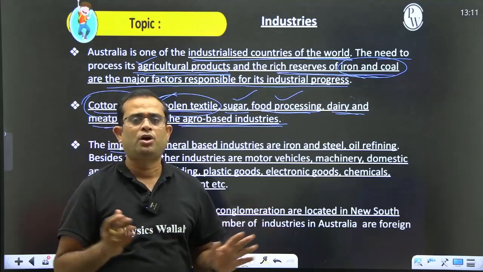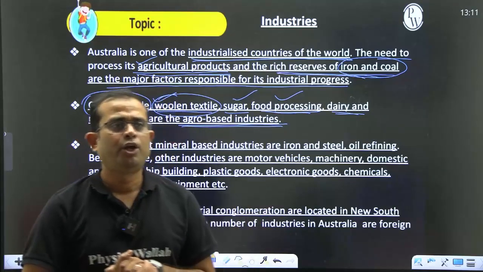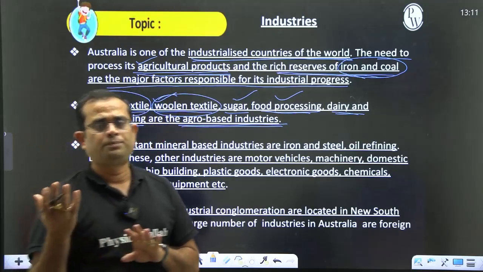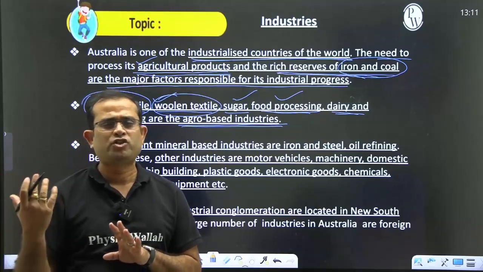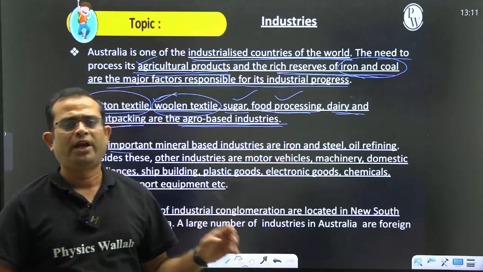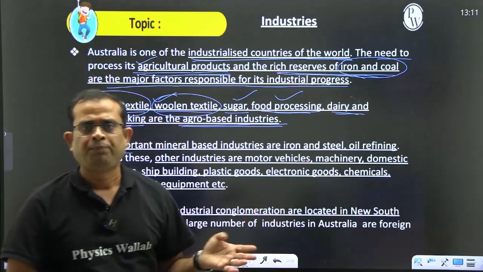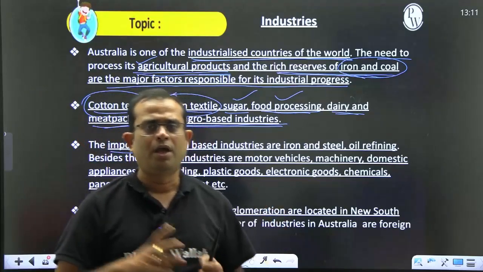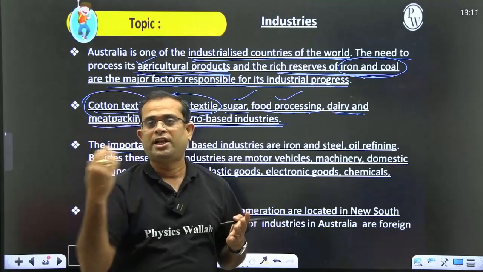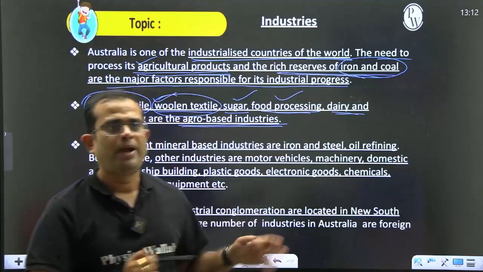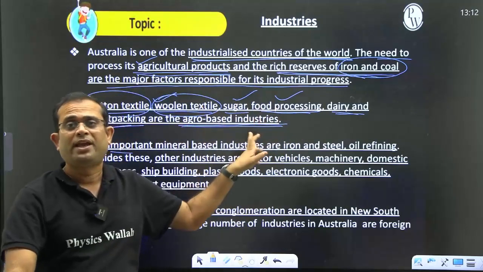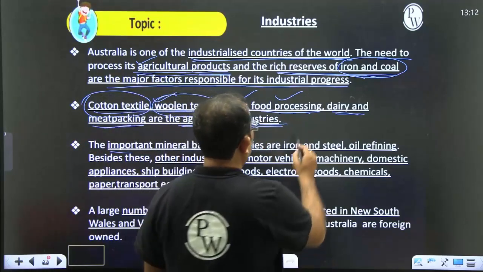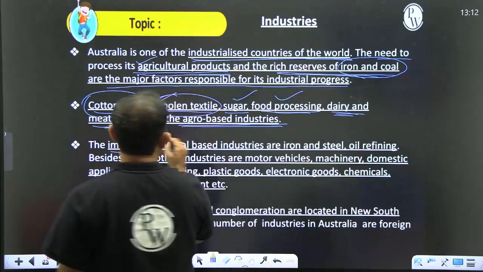Like in Europe, as we have studied, they are leading in donuts, a variety of pastries and cakes. Australia is also leading in milk products, like cheese, a variety of types of cheese. Like if you eat a burger, you people eat burgers, right? That is one kind of cheese, and different varieties of that you will find here. Australia is making these particularly, and there is a huge demand for this worldwide. Food processing, dairy, meat packing are the agro-based industries.